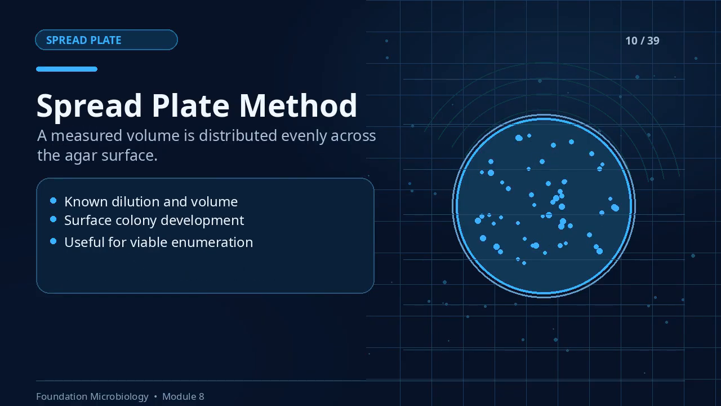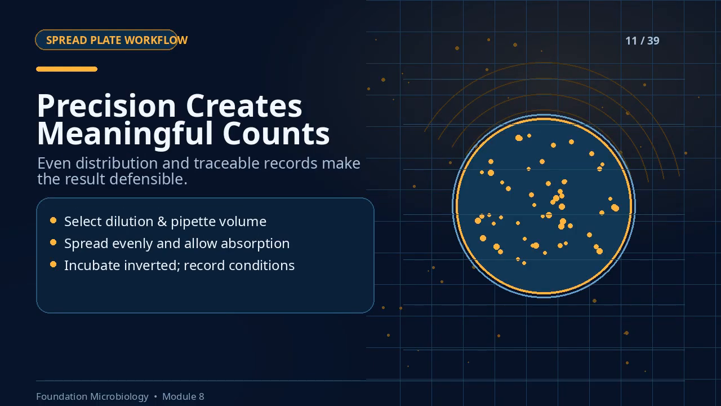In the spread plate method, a measured volume of sample or dilution is placed on the agar surface and distributed evenly. This method is useful for viable enumeration when surface colony growth is required or preferred. Accurate spread plating depends on selecting a suitable dilution, pipetting the correct volume, and distributing the sample evenly. The plate should absorb the liquid before incubation, and all details must be recorded for traceability.